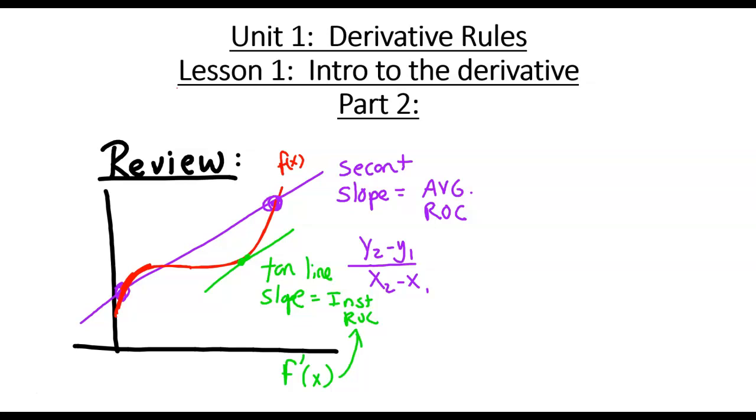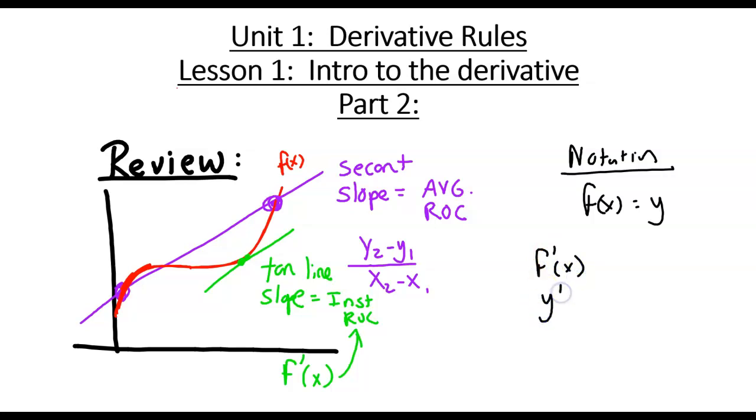Now, when it comes to derivatives, another thing that we talked about was notation. So the notation for derivatives. If you have this function here, f of x equals y, there's a few ways you could represent the derivative. You could write f prime of x. You could write y prime. You could write the derivative of y with respect to x. Or you could put the derivative of f with respect to x. You could write the derivative with respect to x of your function here.